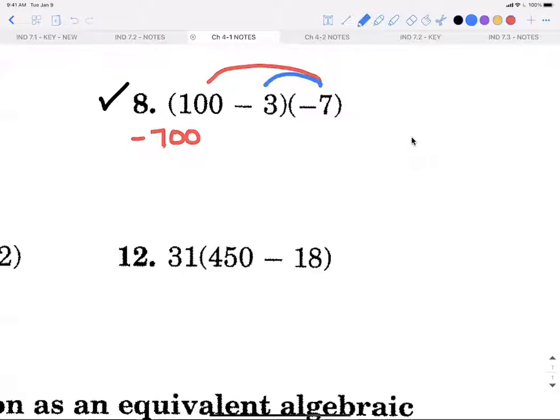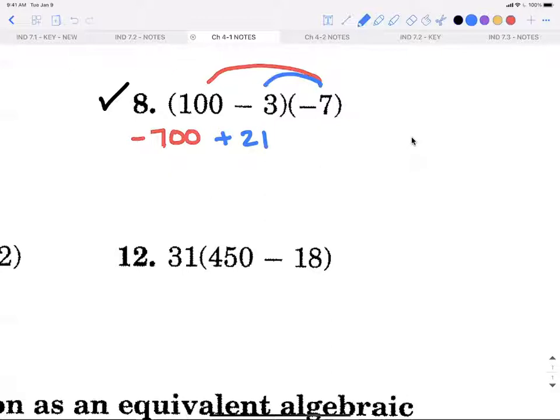Were you raising your hand to tell me the answer? Yeah. What is it? 21. Positive, yeah. A -7 times a -3 is a positive 21. So now we've got our multiplication step done. Now we've got to flip gears and think subtraction and addition. We've got -700 and a positive 21.